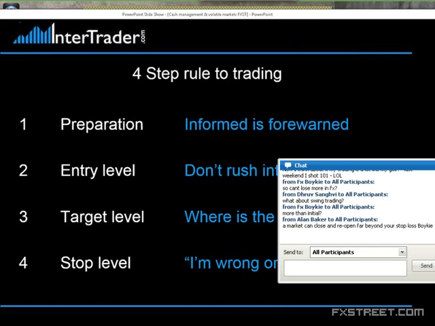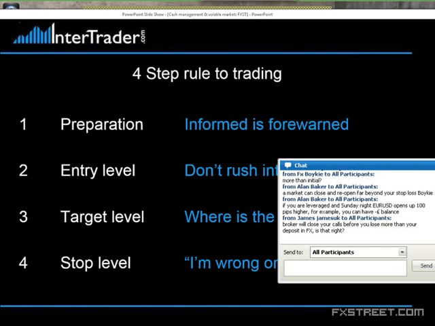The entry is one of the most critical parts of trading. The difference between a couple of ticks, being a few seconds too early, could mean you're offside, or the momentum's going with you and you're trying to chase the trade. So entry level is very important. Again, don't rush it.